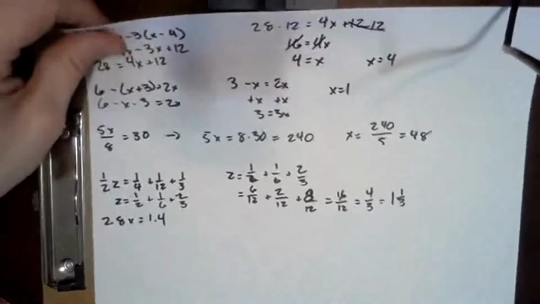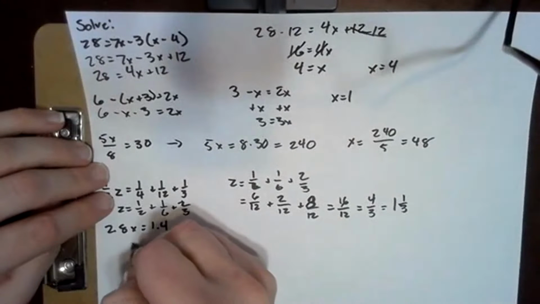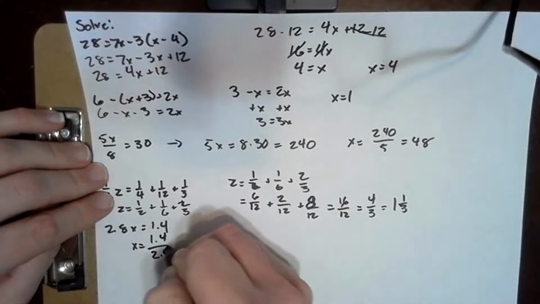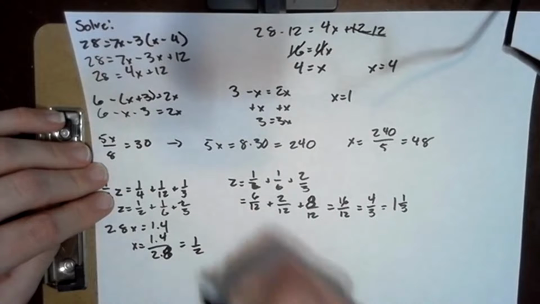Finally, we have 2.8x equals 1.4. So x equals 1.4 divided by 2.8, which is just 1/2.